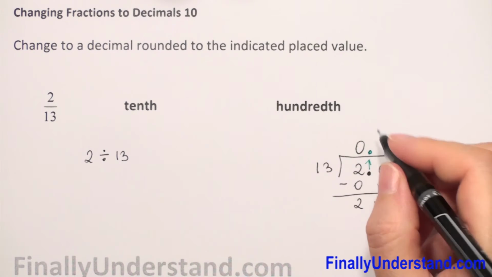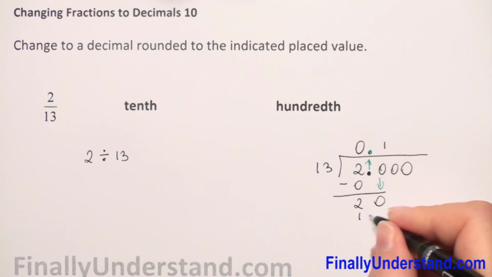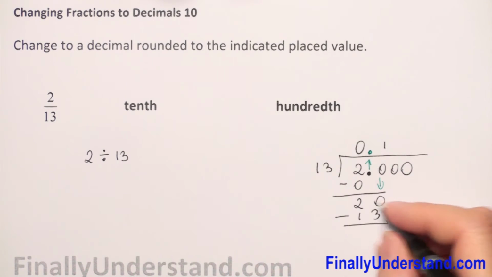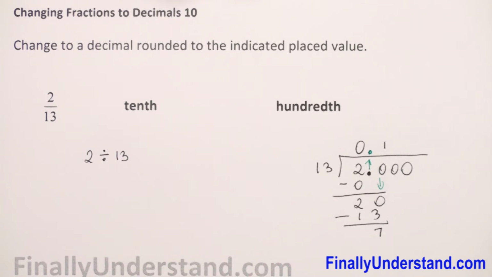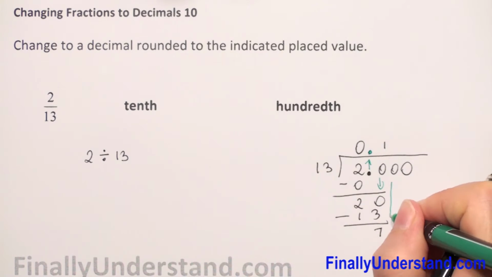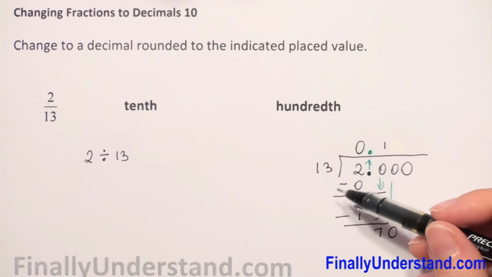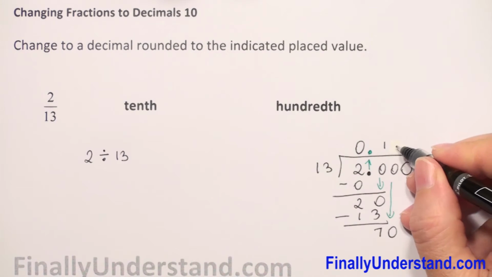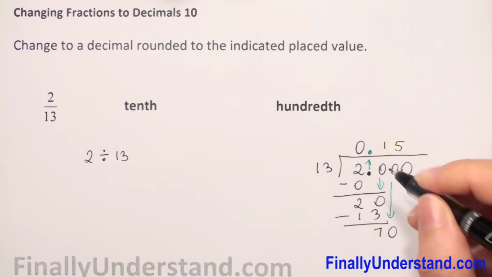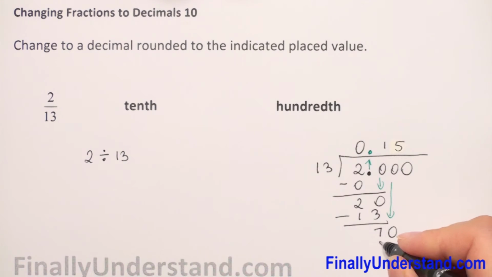So we have 20 divided by 13 is 1. 1 times 13 is 13. 20 minus 13 is 7. Next, we have to take down next digit. So we have 70. How many times 13 goes to 70? 5 times. 5 times 13 is 65. Subtraction. 70 minus 65 is 5.